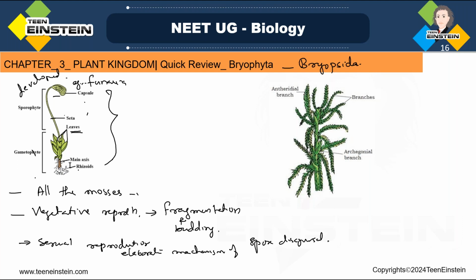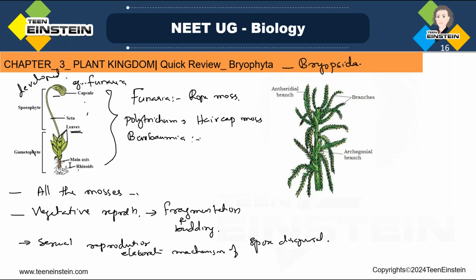Then examples for mosses, which generally you can say: first one is Funaria, then Polytrichum, Buxbaumia, Sphagnum, all these are examples. See, Funaria is called rope moss. Then Polytrichum is called hair cap moss. And the other one, Buxbaumia, that is a saprophytic moss. Okay.